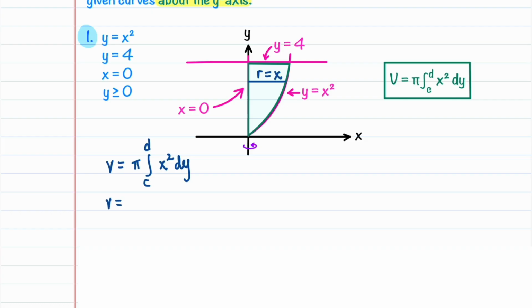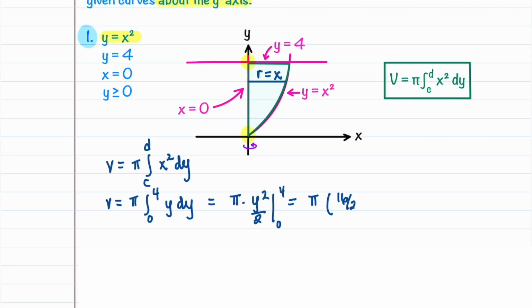Our volume is then pi times the integral from c to d. C is equal to 0 and d is equal to 4. So we have 0 to 4. Our x squared is equal to y. Let me highlight that. That's right up here. So we just have y dy. This gives us pi times y squared over 2 from 0 to 4. This is pi times 16 divided by 2 minus 0, and we get an answer of 8 times pi.